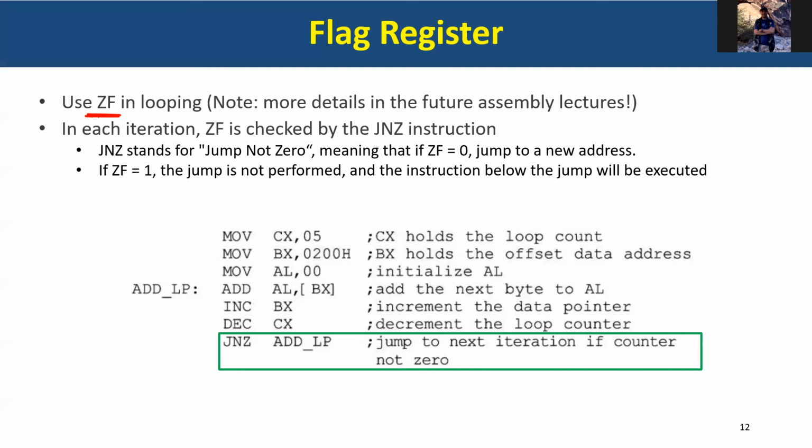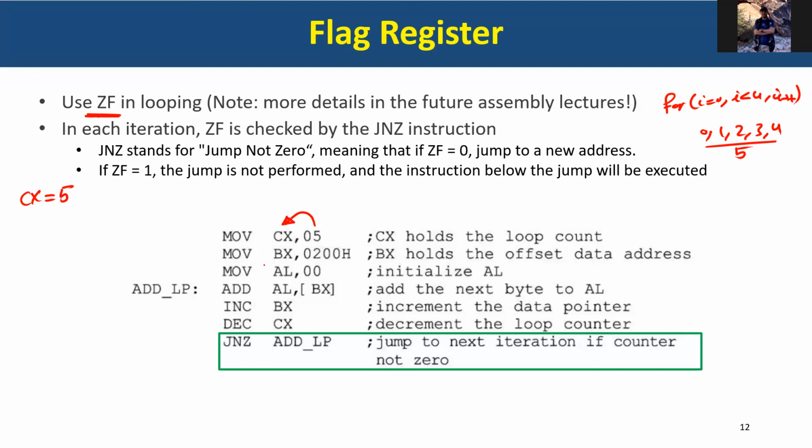The zero flag, as I said, is used in looping. If you have a loop, for example, for I equal to 0, I less than 4, I plus plus, you are counting from 0, 1, 2, 3, 4, which is 5 times. So you are looping 5 times for this loop. If you want to repeat something 5 times, you do this trick: first, you put 5 in a register like CX. So CX now has 5.